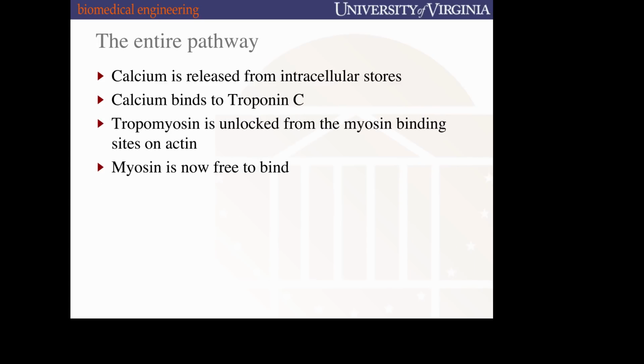So we can summarize that entire pathway in 4 bullet points. Calcium is released from intracellular stores, usually due to neural stimulation. Calcium then binds troponin C, causes a conformational change, and then tropomyosin is unlocked from the myosin binding sites on actin. The mechanism is unknown. There are theories, as I've just described, but the mechanism is actually, as of such, undefined. Myosin is now free to bind.